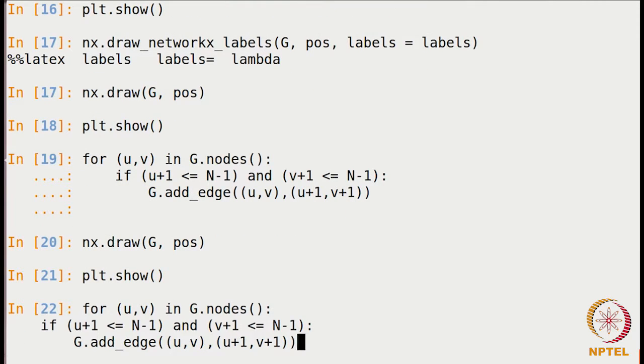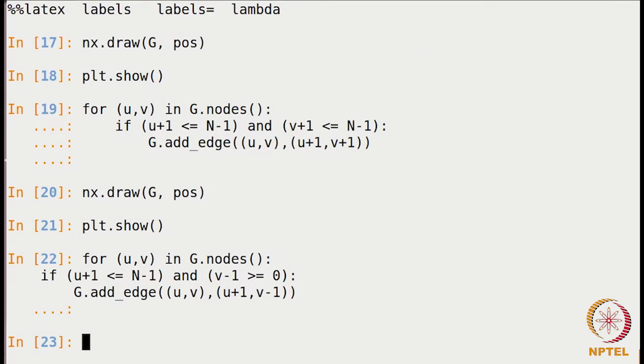I'm going to make changes here itself. So what I'll do is I'll go back here, and uv has to be connected to u plus 1, v minus 1. So u plus 1 should be this, and v minus 1 should be greater than equal to 0. Okay, it should not be less than equal to. So this we have to check, and if this is true, then we will add an edge from uv to u plus 1, v minus 1. Okay, this should work.